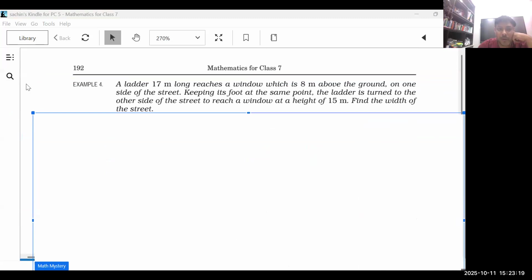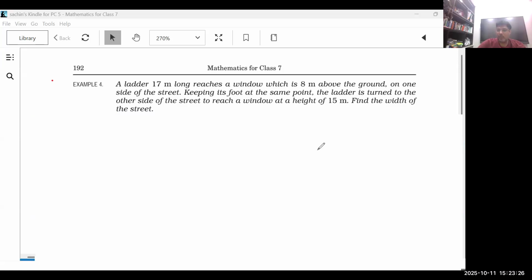After 2 minutes, I will show you the diagram of this fourth question. It's a very common question. It's asked in all boards.